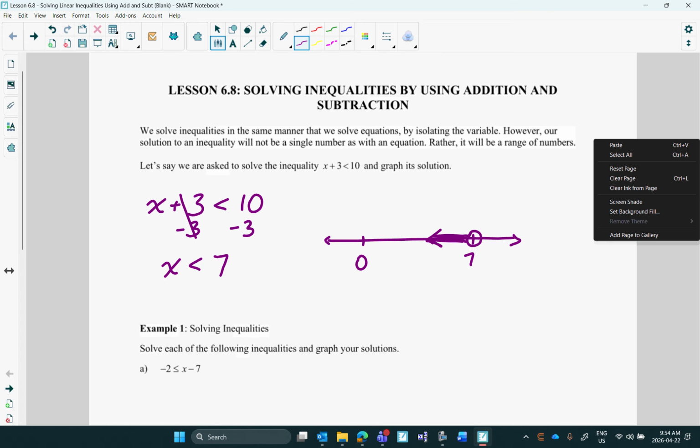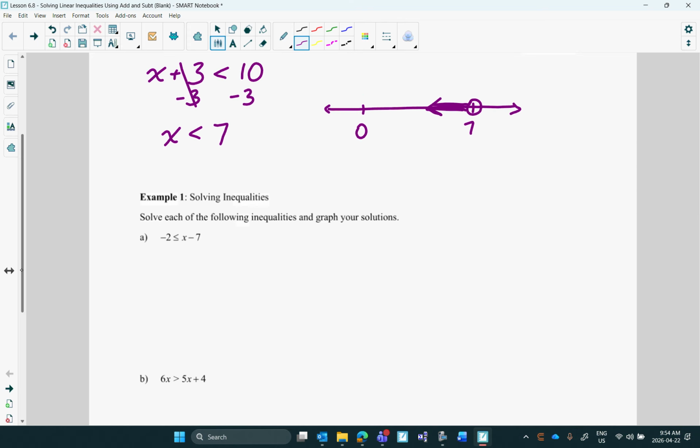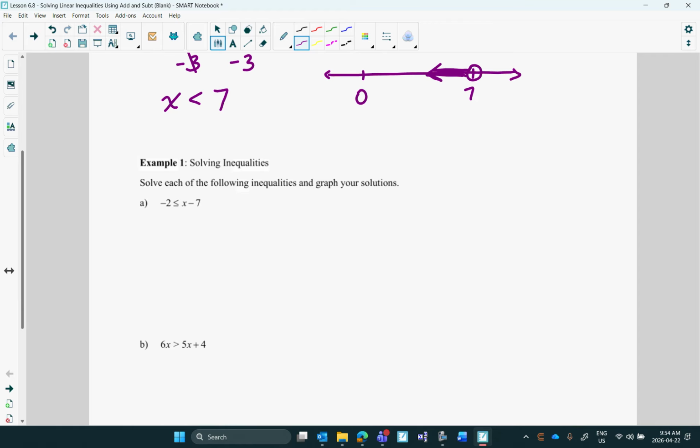These next ones look a little different because the variable's on the right. But that's okay. We can still solve it. How do I get x by itself? Add 7. So -2 plus 7. 5. And then I've got 5 less than or equal to x.